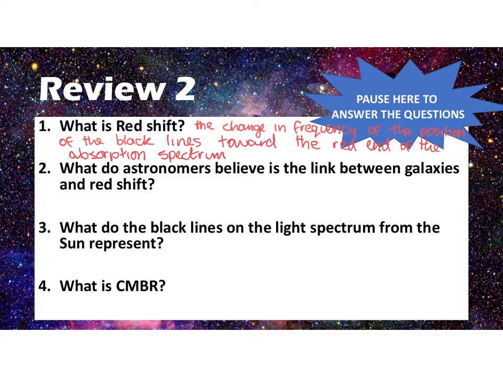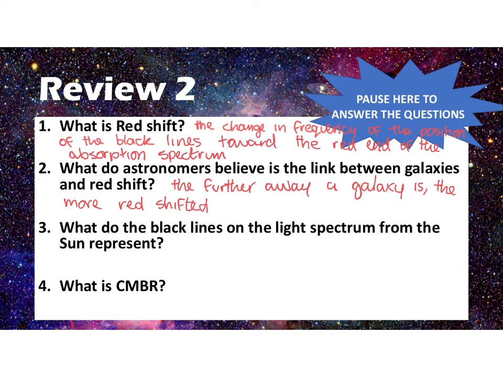Number 2, what do astronomers believe is the link between galaxies and redshift? So the answer is the further away a galaxy is, the more redshifted the light is. So the further away a galaxy is, the more redshifted the light is. So that's the link between galaxies and redshift.